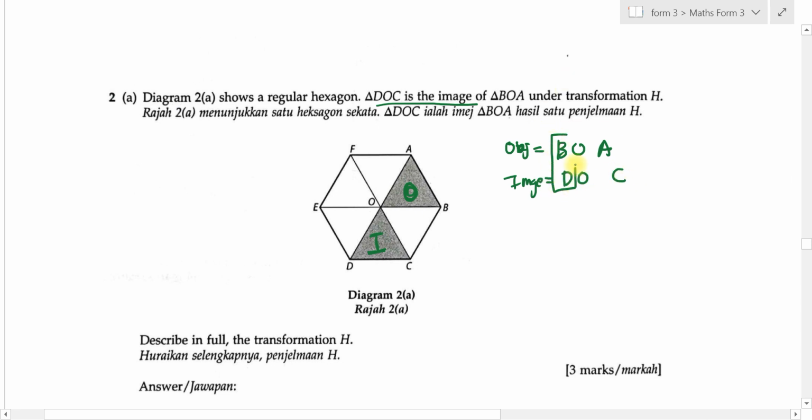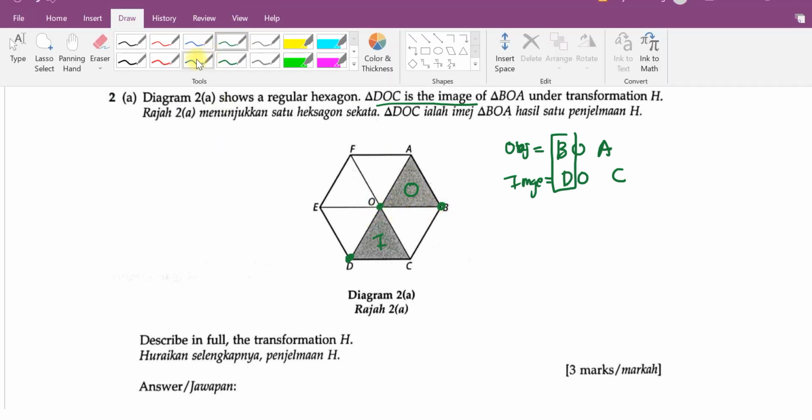That means your B is becoming the D. B is here, D is here. Both are joined at O. So O must be the center of the rotation. This is definitely a rotation. From B, it becomes D. The image of B is D, and since O is in both places, O is the center of rotation.